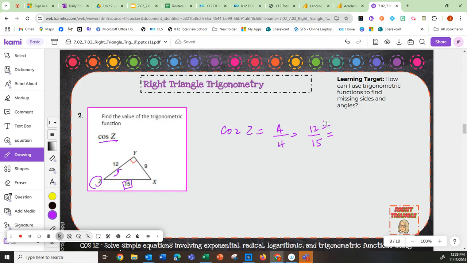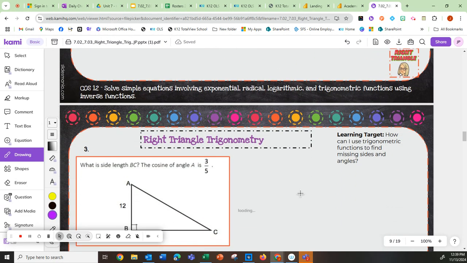Both of these can be reduced by 3. So 12 divided by 3 is going to give me 4, and 15 divided by 3 is going to give me 5. And that's all they wanted in this problem, was the value of the cosine. See, sometimes we make the problem harder. I'm really bad at this myself.